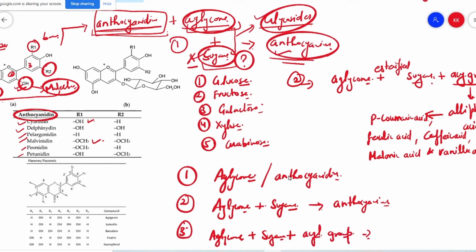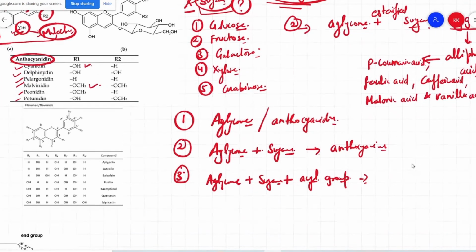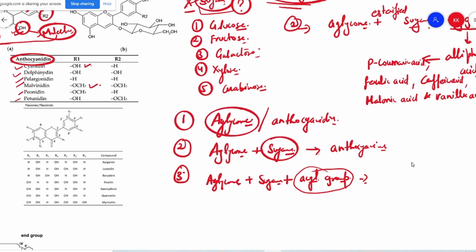Right? So from the exam perspective, you should know what type of sugar molecules are present and what type of acyl groups are present in the anthocyanins, because sometimes a question can be asked. Also, you should know the simple structure of the anthocyanins, which is the glycone unit. Right? So this was all about the anthocyanins.